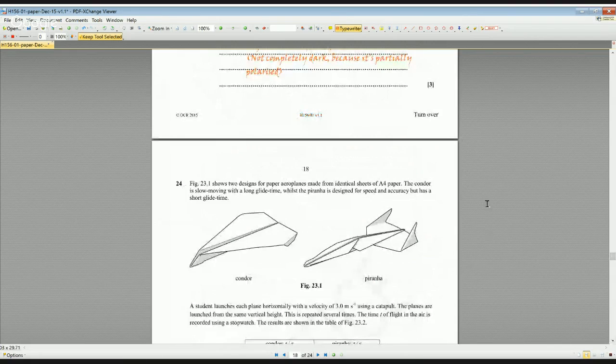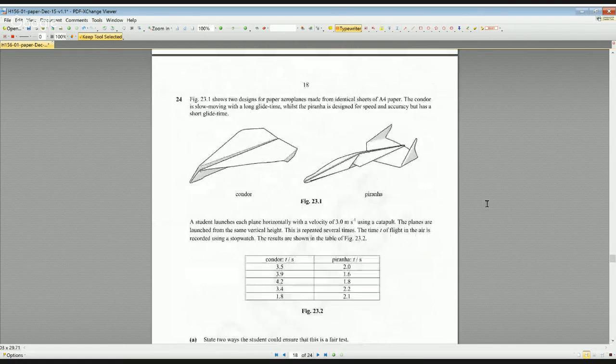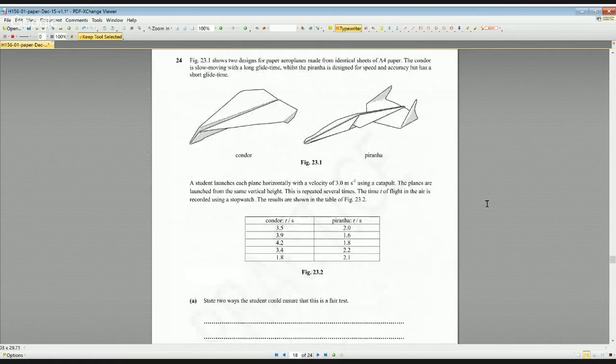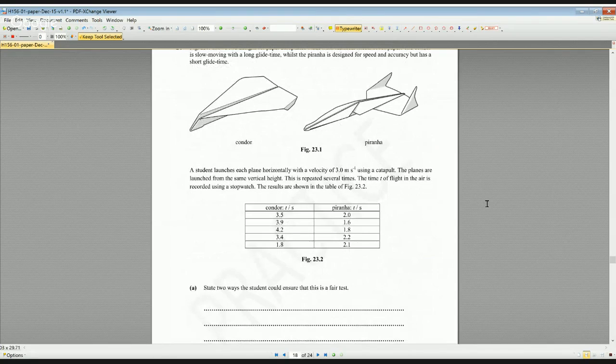Question 24 is very much an ideas about science, practical skills question, in which we're looking at a couple of paper planes, the condor and the piranha. An experiment's been done for both, where they've been fixed velocity from a catapult from the same height, and it's been repeated lots of times. They've measured the time of the flight with a stopwatch. First part of this says to state 2 ways the student could ensure this is a fair test.